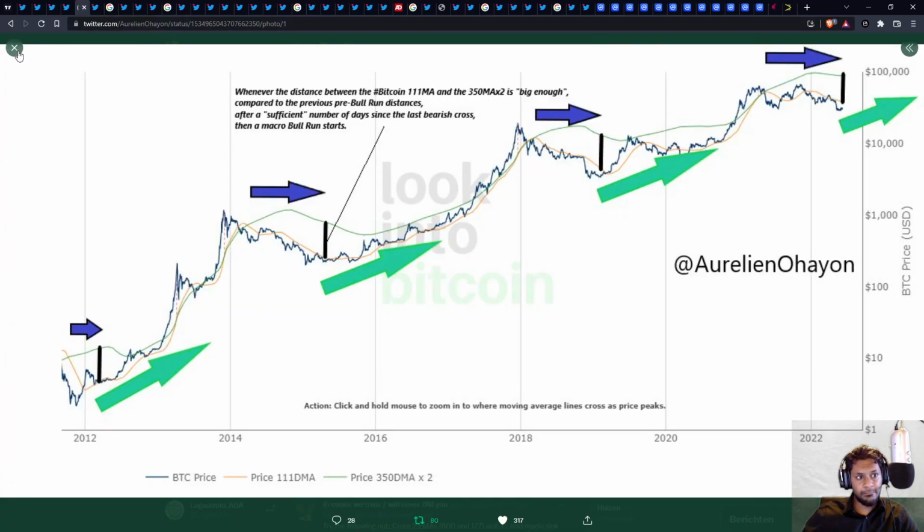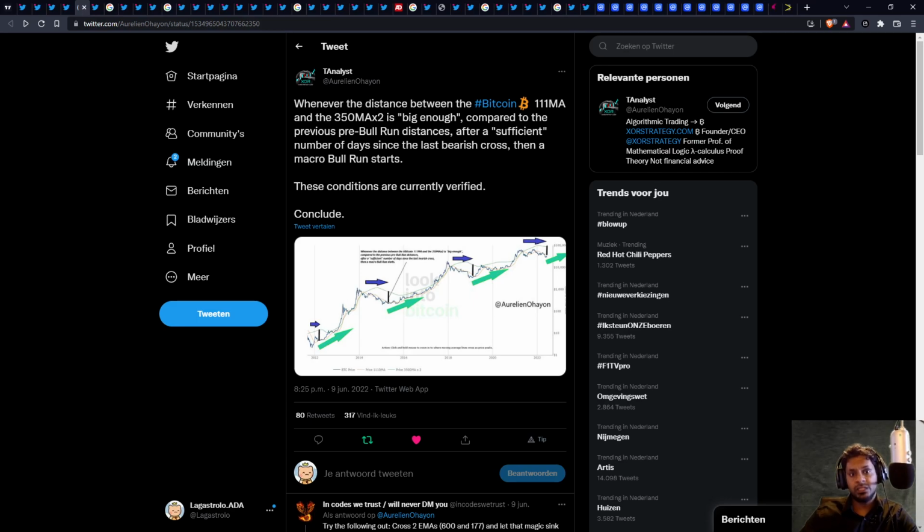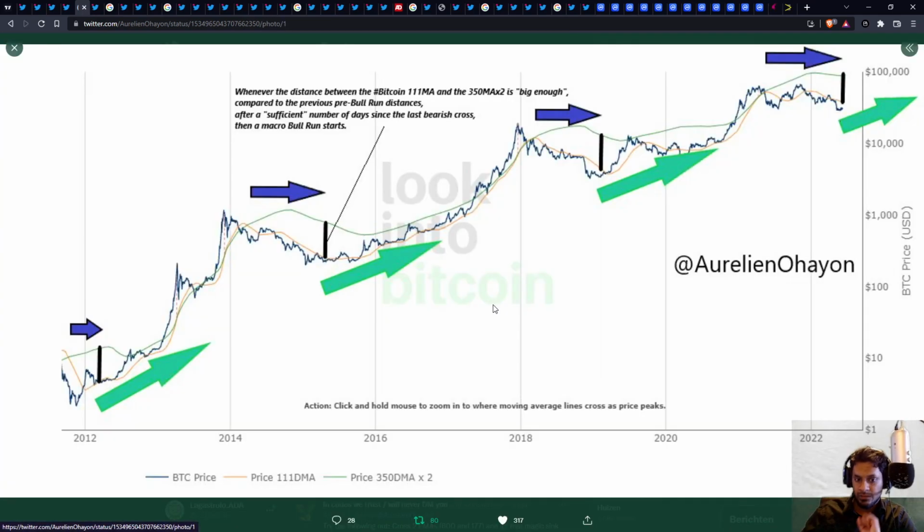Okay, this is another interesting tweet. Whenever the distance between the Bitcoin 111 moving average and the 300 moving average is big enough compared to the previous bull run distances, after a sufficient number of days since the last bearish cross, a macro bull run starts. These conditions are currently verified. So it is up to you to conclude what you believe or not.